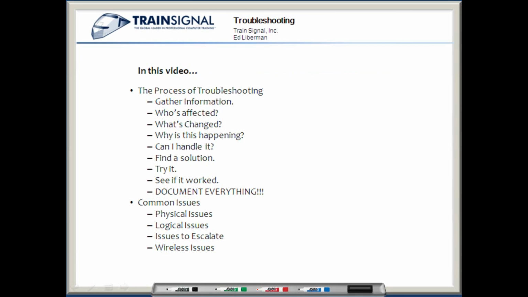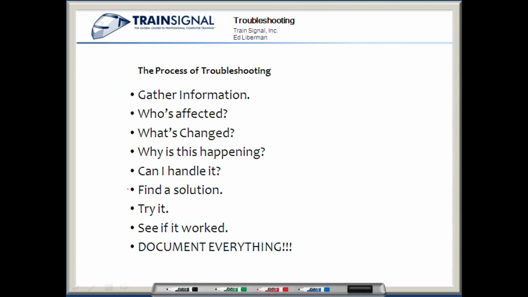We're going to break this video into two main components. We're going to start off by talking about the overall process of troubleshooting. And then after we look at the process of troubleshooting, we'll take a look at some of the common connectivity issues that we can run into in our networks. So first, let's talk about the process of troubleshooting.